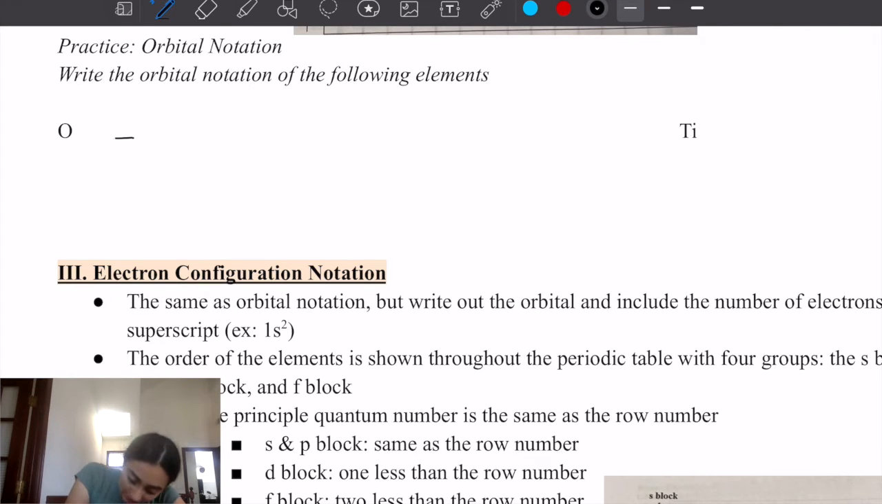So I'm going to start by drawing the 1s orbital, which will have 2 electrons. This is my shorthand for arrows. You can write your arrows like this if you want.